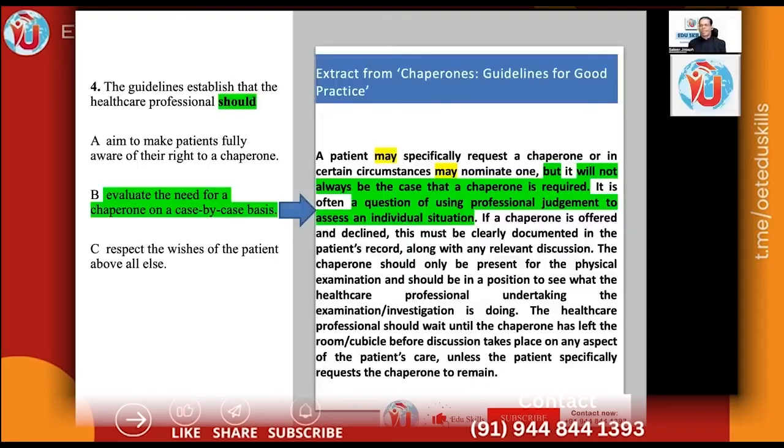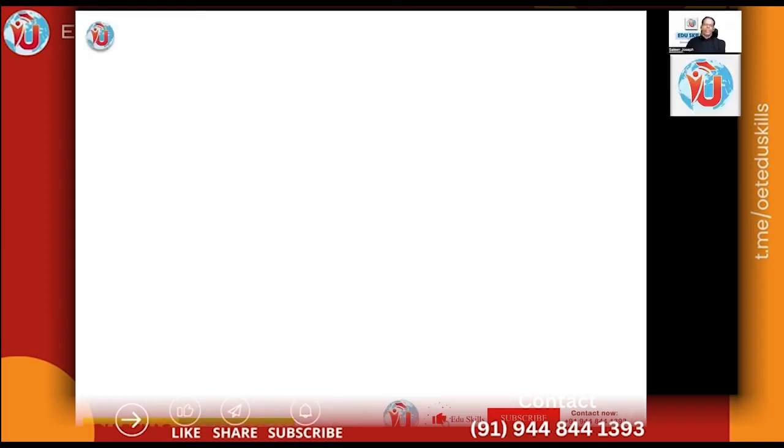It will not always be the case that a chaperone is required. It is often a question of using professional judgment to assess an individual situation, case by case. Assess, synonym is evaluate. The need for a chaperone on a case by case. Assess an individual situation means case by case. Clearly given. So I don't want to go deep into it.